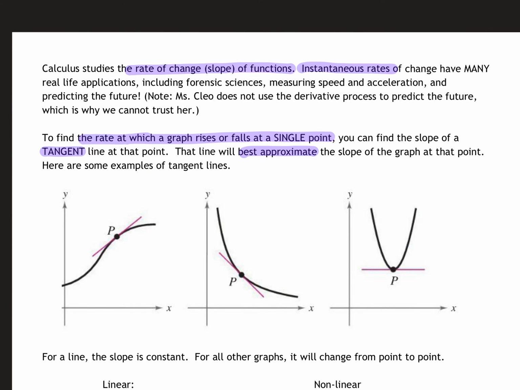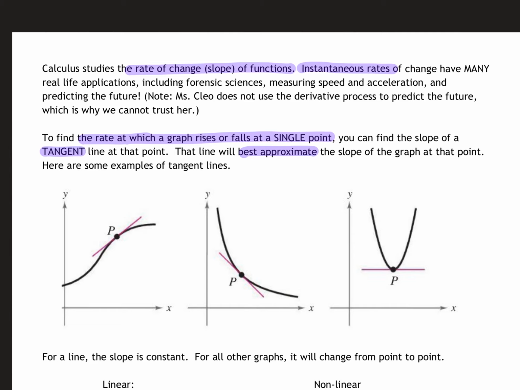All right, so when you actually start talking about calculus, it focuses a lot on this idea of the rate of change or slope of functions. We're looking at sometimes instantaneous rate of change, in which case we're looking for the rate at which a graph falls or rises at a single point. And the way we best approximate that is with what we call a tangent line.